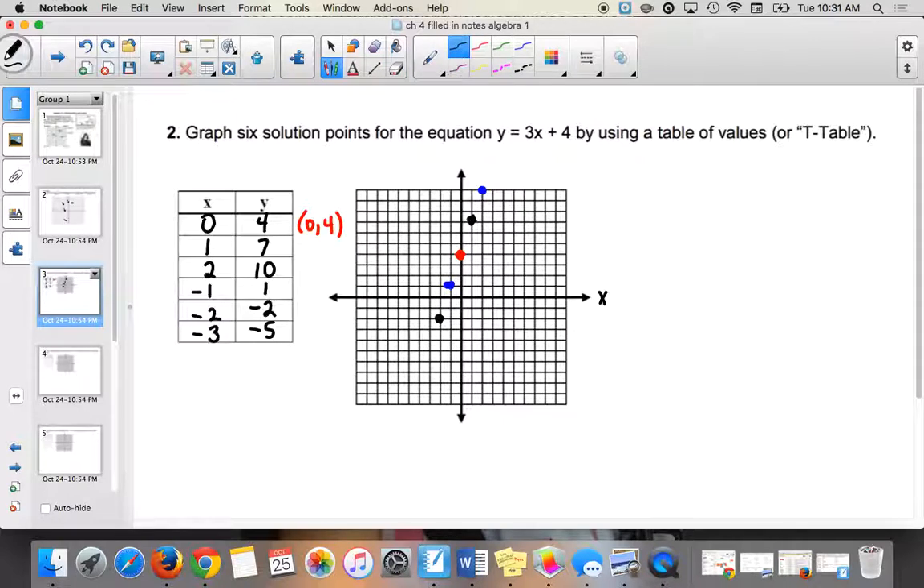And then negative 3, negative 5. So I go backwards 3 and then down 5. So 1, 2, 3, and then 1, 2, 3, 4, 5 down there. So those are our 6 points.